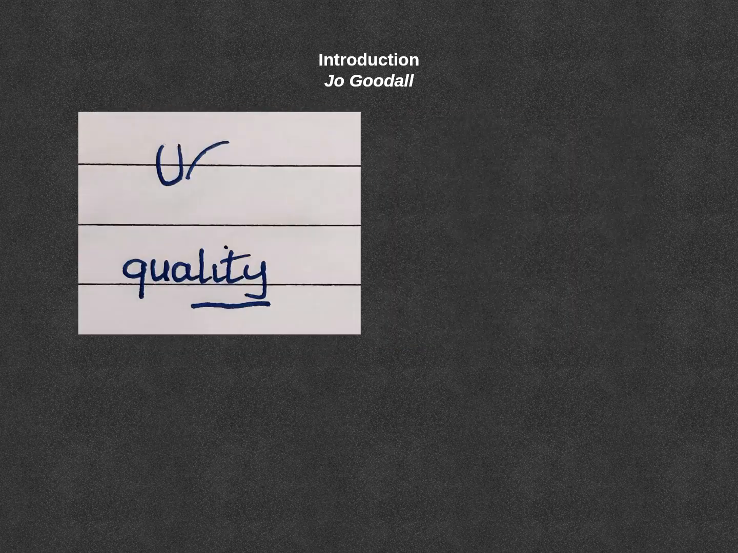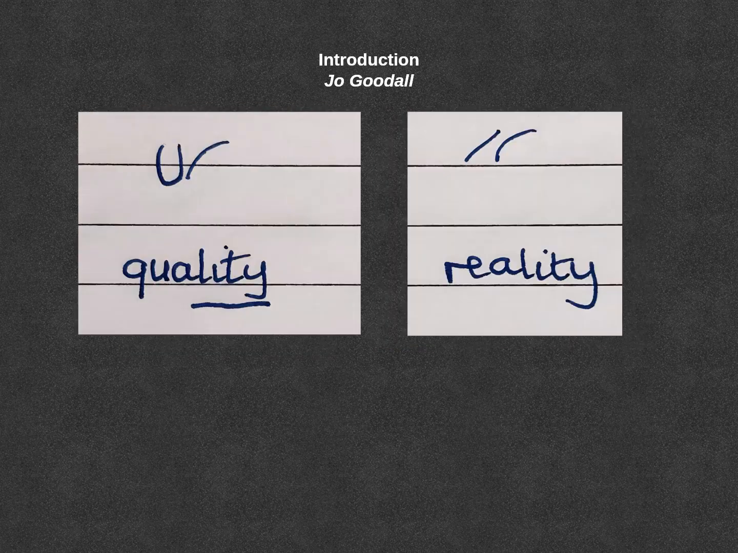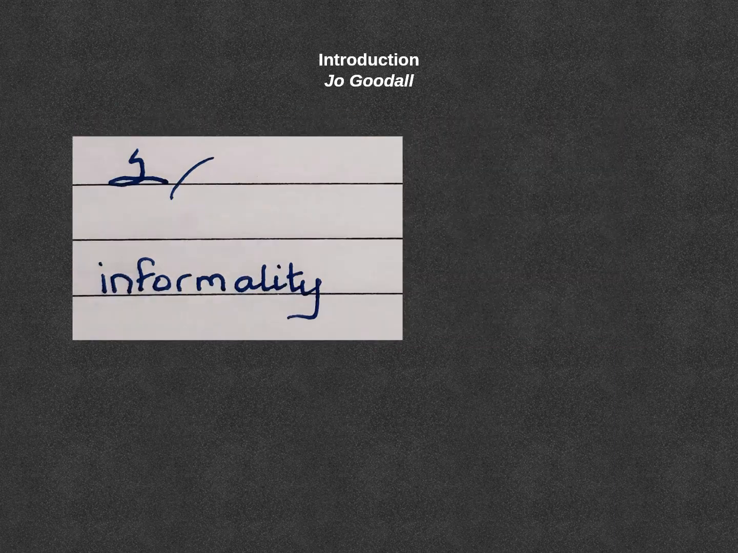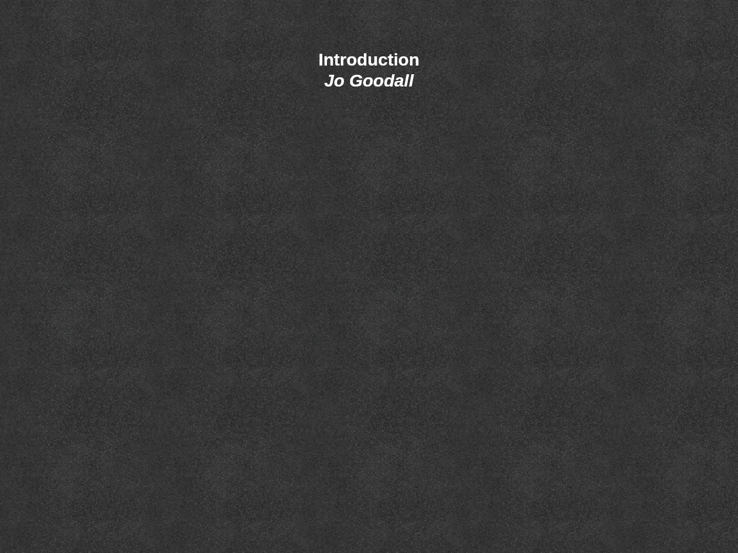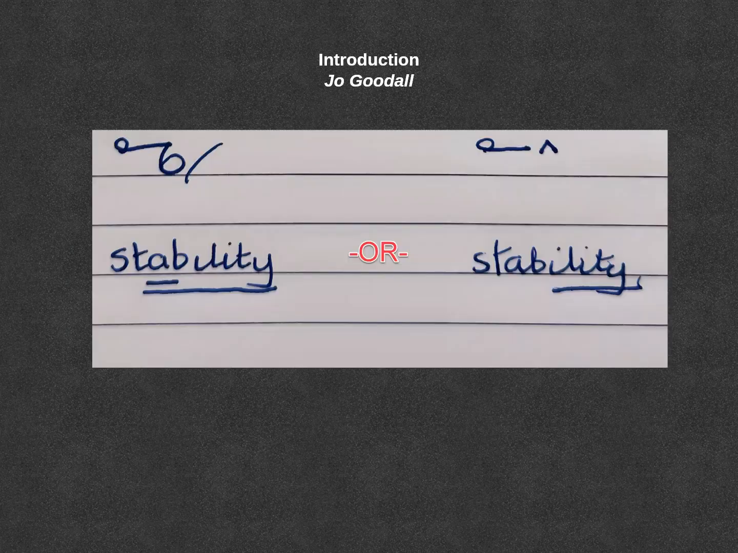So in words like quality, reality, informality, note there I've used the FM blend for form, and agility. I felt there was one grey area, and that was in the word stability.